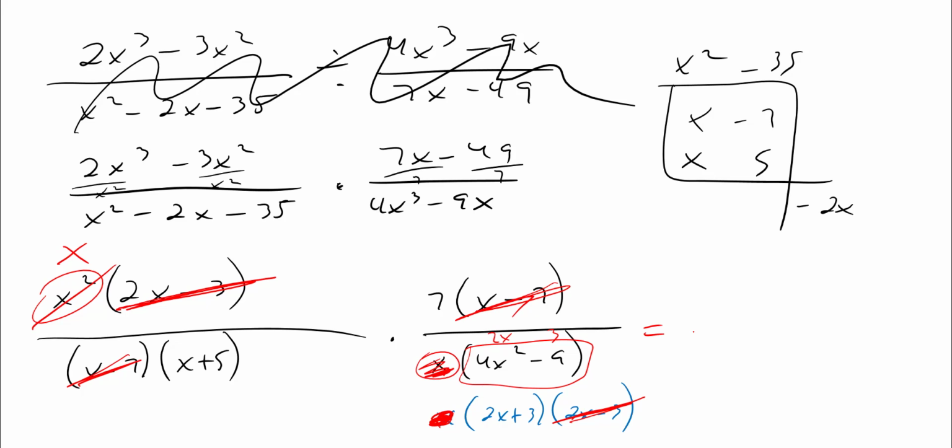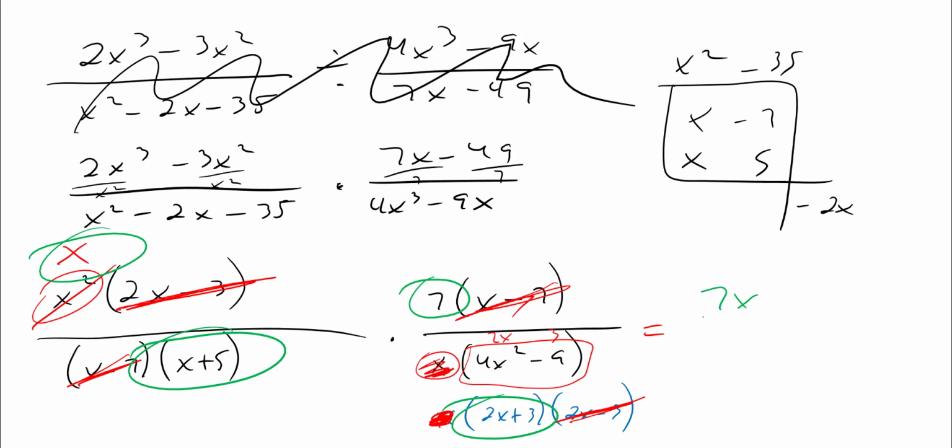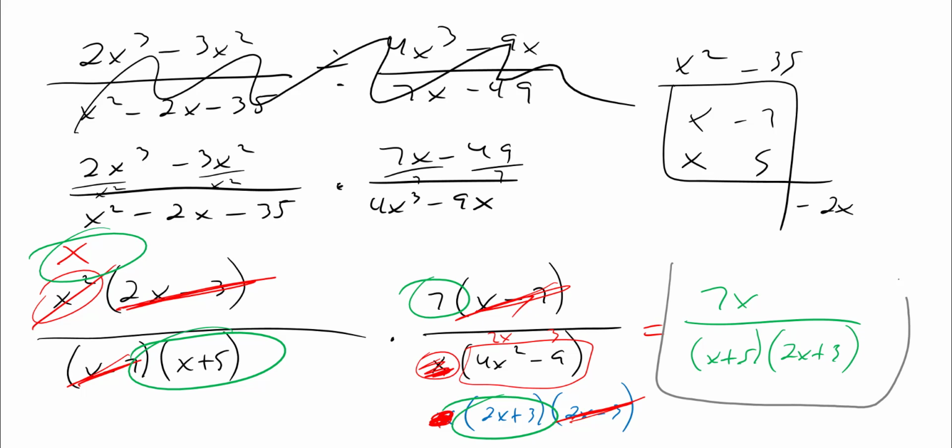So your final answer is, look at everything you have left. So let me highlight this. I have that left. I have that left. On the bottom I have that left, and I have that left. So it's 7x over x plus 5 times 2x plus 3. That's it. That's my final answer, guys. Okay, looks a little complicated, but just flip the division and factor and cancel. That's all you do.